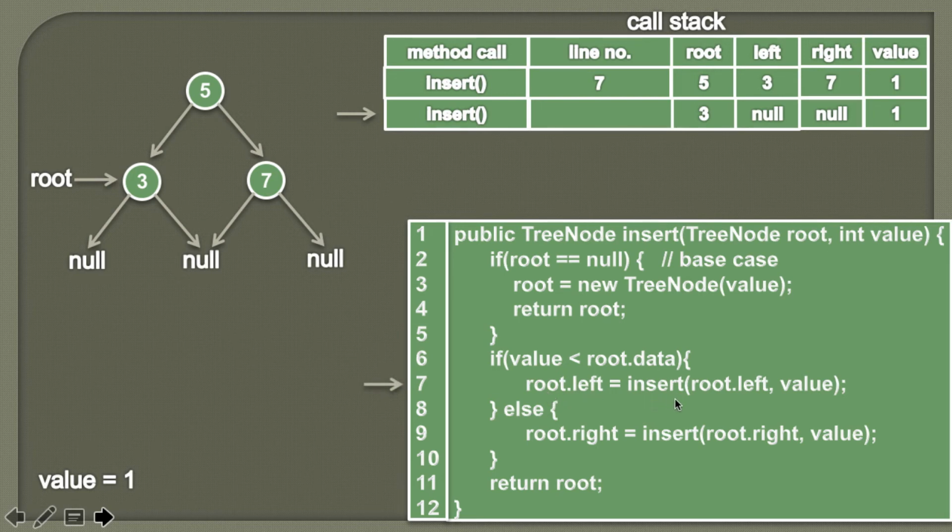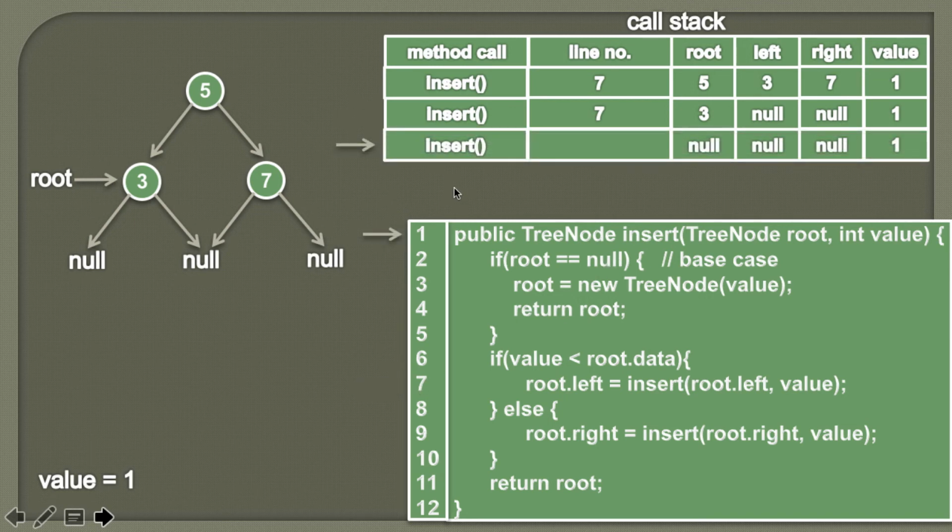Therefore we are again calling insert method by passing in the value as root.left. So here root.left is nothing but null. And as we are leaving this insert method, we'll keep the track of the line number, which is nothing but 7. So here a new insert method will be on the call stack having root as null, because here we are passing root.left. So root.left is nothing but null. So now root will point to null.